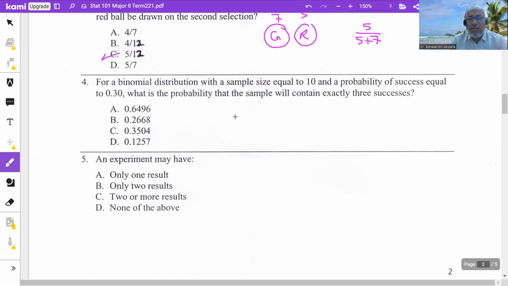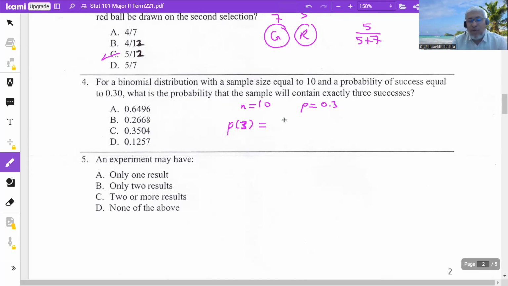For a binomial distribution with a sample size equal to 10, this is denoted by n, so small n is 10. A probability of success is denoted by small p equal to 0.3. What is the probability that the sample will contain exactly 3 successes? What is the probability that x equals 3?